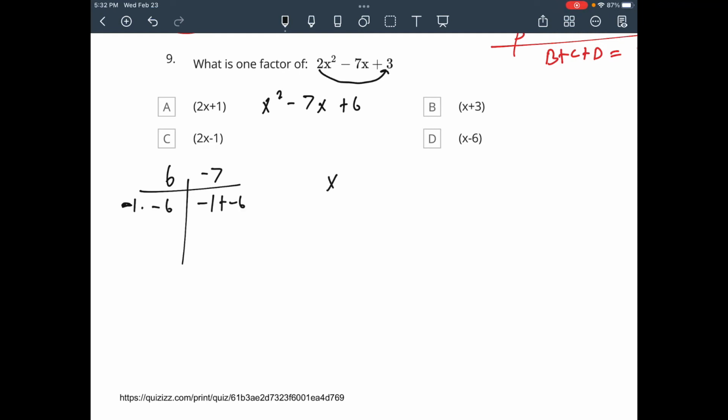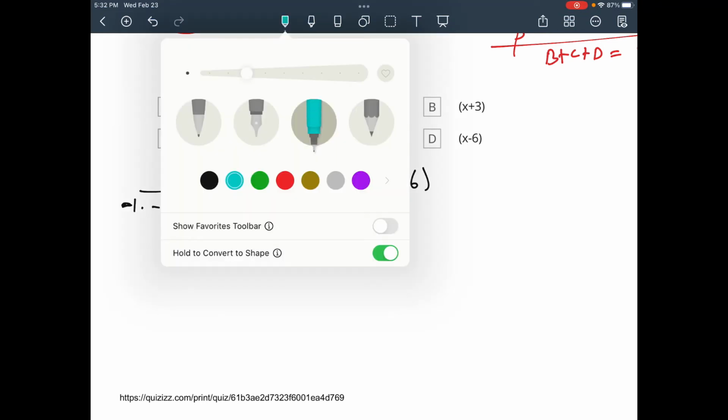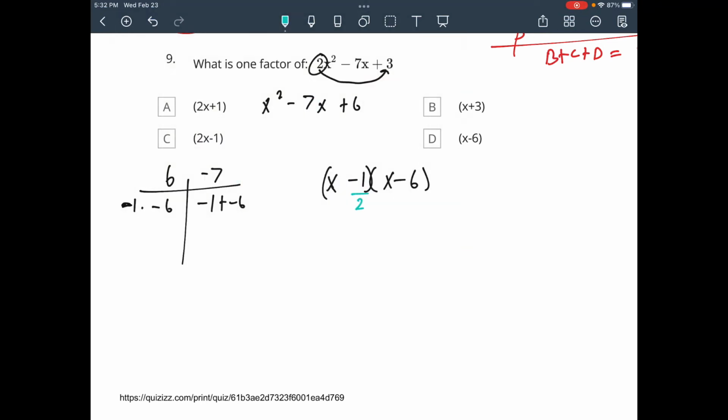So we got x minus 1, x minus 6. But remember, since you multiplied by 2, we got to divide by 2 now. Now the 1 over 2 here, I can't reduce it, so put the 2 in the front. So it becomes 2x minus 1. And then 6 divided by 2 is 3, so x minus 3. Only one of those, that's the answer right there.